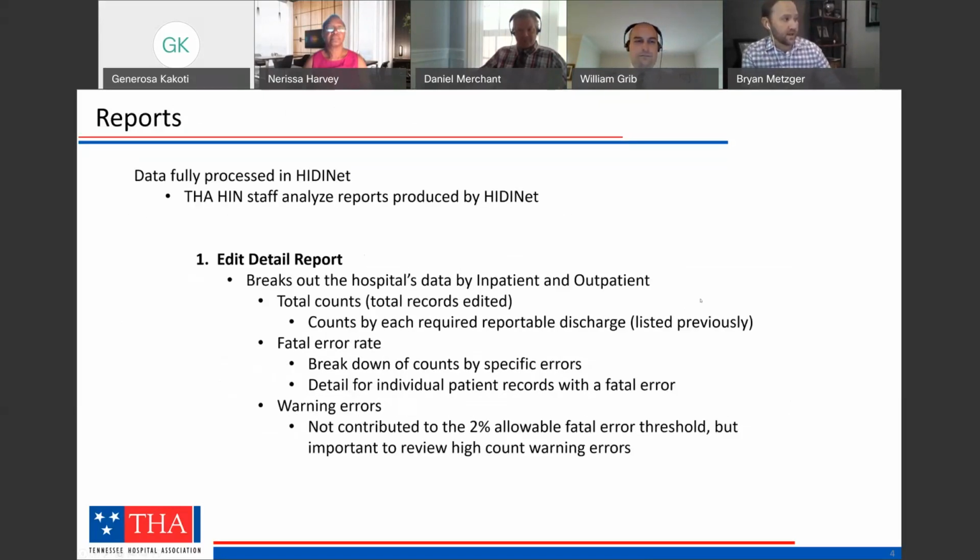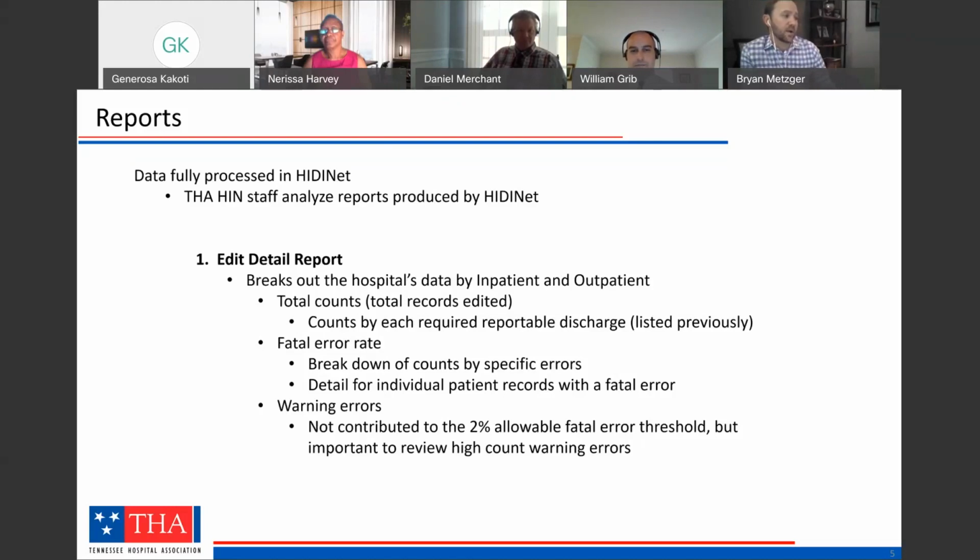So once HIDINET processes a data submission, a file that a hospital has submitted, or in this case that the THA staff person has taken the file from a non-THA member hospital, submitted it to the system, we look at a set of reports, and I'll walk through these two different reports to look for potential issues with the data. The first of those is what we call the edit detail report. This is kind of a high-level report, but it also has some granular data as well. It looks at the data by inpatient and outpatient, gives you a total count of the number of each of those types of records that were claims that were submitted by the hospital, and then breaks down the fatal error rate associated with each of those two data sets.